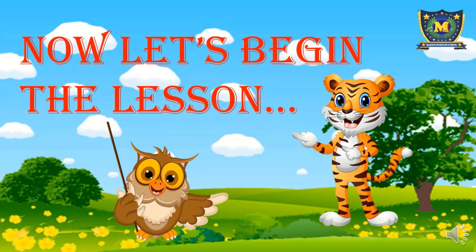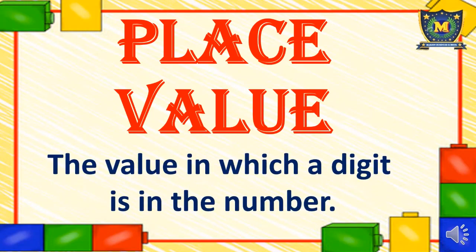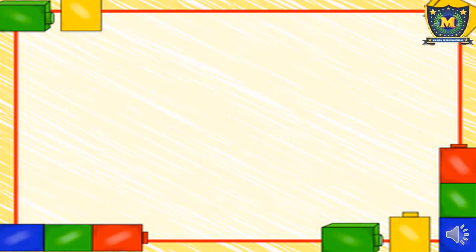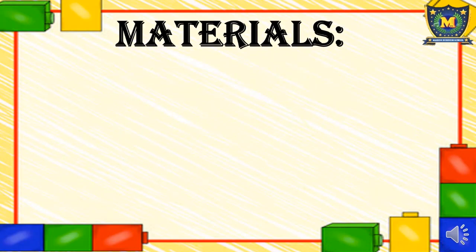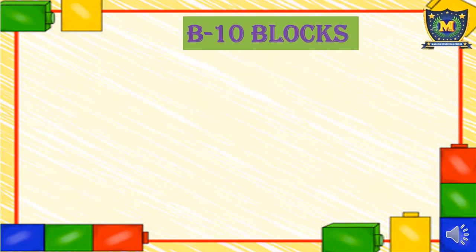Now let's begin the lesson. Place value. When we say place value, it means the value in which a digit is in the number. Again, place value means the value in which a digit is in the number. Materials. These are the materials we need for this lesson. First, we need this beaten board. And of course, we need the beaten blocks.